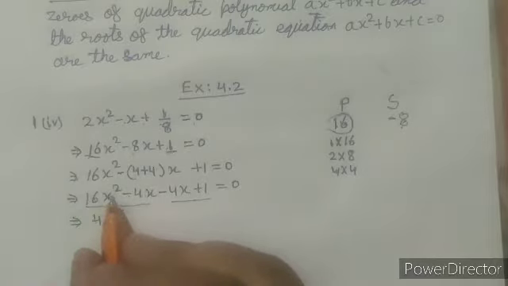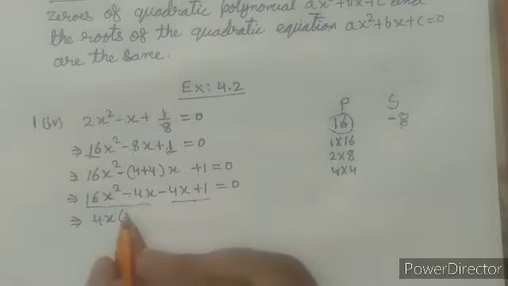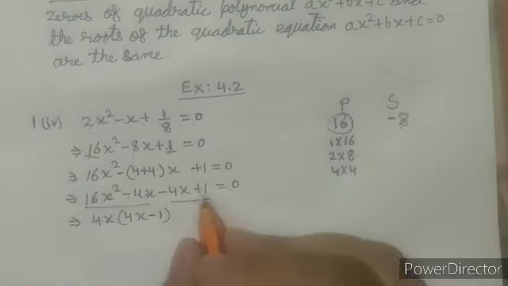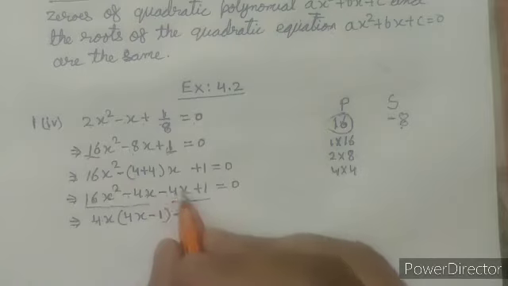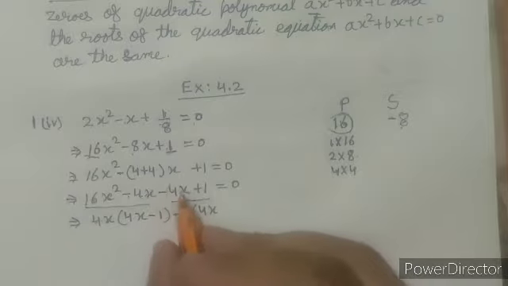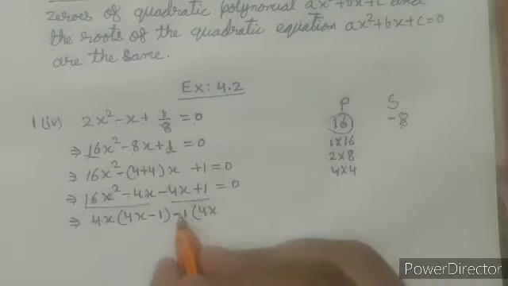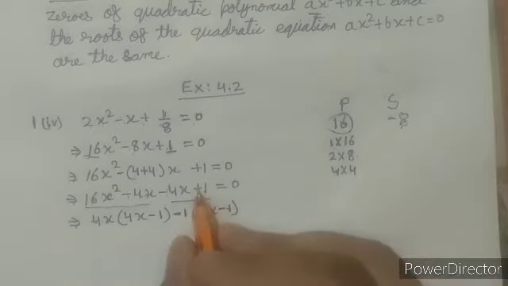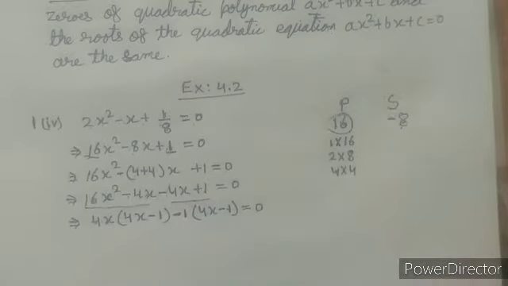4x, now on dividing 16x square by 4x, we will get 4 into 4 will be 16, and x into x will be x square minus 1, as we have taken 4x common. Now in second case, here HCF of 4x and 1 will be 1, and that will give us 4x, as we have taken minus 1 as common, so minus 1. So the signs of minus 4x and plus 1 will change. Now minus 1 into 4x will be minus 4x again, and this will be equal to minus 1. Minus 1 into minus 1 will be plus 1, and that equal to 0.